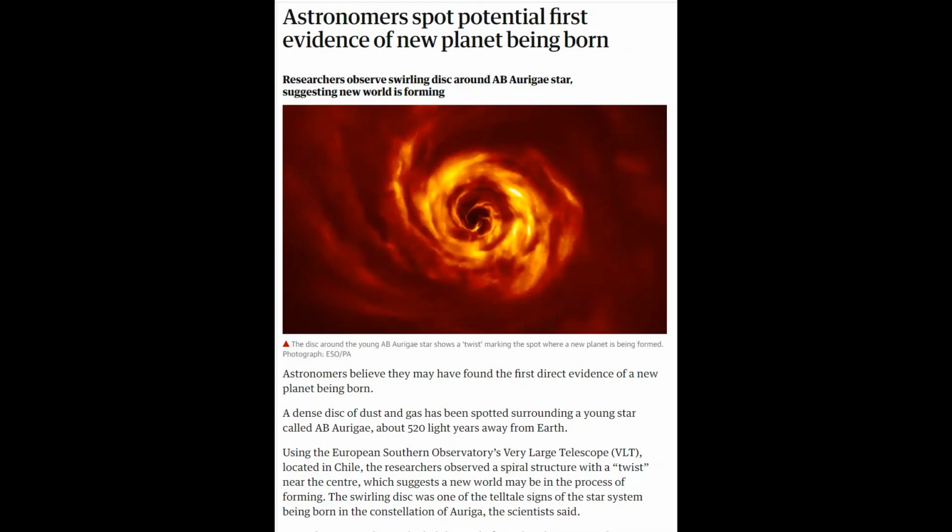Astronomers believe that they may have found the first direct evidence of a new planet being born. A dense disk of dust and gas has been spotted surrounding a young star called AB Aurigae, about 520 light years away from Earth. Using the European Southern Observatory's Very Large Telescope, located in Chile, the researchers observed a spiral structure with a twist near the center, which suggests a new world may be in the process of forming. The swirling disk was one of the telltale signs of the star system being born in the constellation of Auriga, the scientists said.